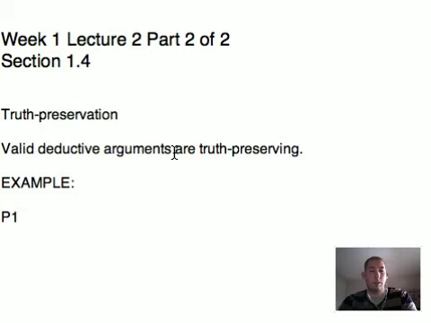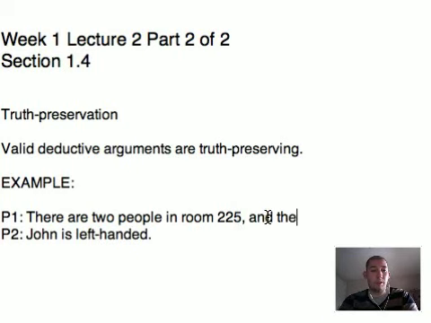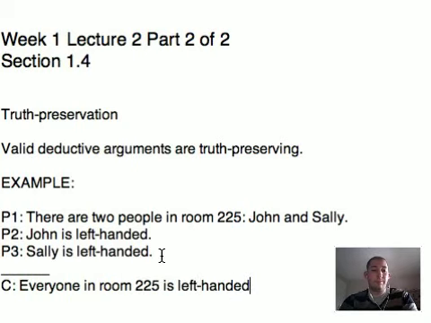Suppose our premise one is, let's use an example from the book, that there are two people in room 225. We should probably say who's in the room. We'll make it John and Sally. Premise two is that John is left-handed. Premise three is that Sally is left-handed. And we'll now have as our conclusion that everyone in room 225 is left-handed.